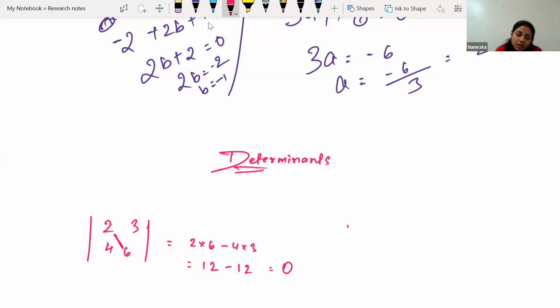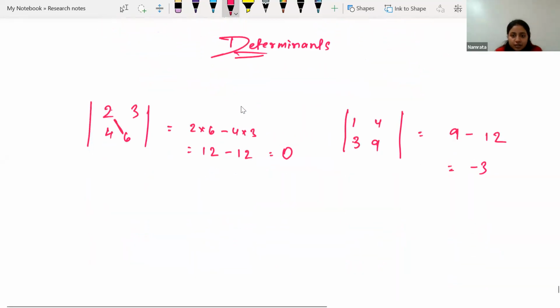Similarly, if we have, let's say, 3 9 with 1 4, the determinant will be 9 minus 12, that is 9, 10, 11, 12, minus 3. Okay, so this is how we find the determinants.